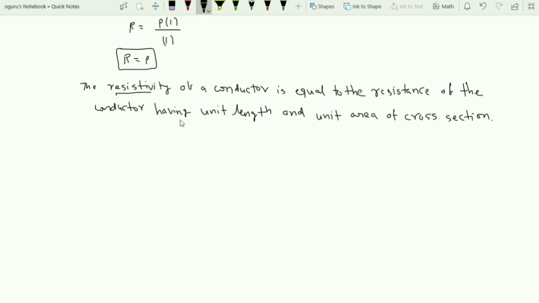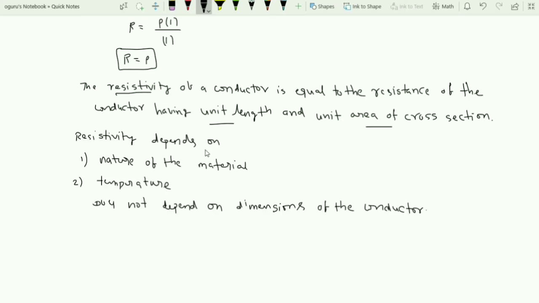Having unit length and unit area of cross section. The resistivity depends on the nature of the material and temperature. So it does not depend on the dimensions of the conductor, unlike resistance. The resistance depends on dimensions of the conductor like length and area of cross section, but the resistivity does not depend on the dimensions of the conductor. It depends only on the nature of the material and the temperature.